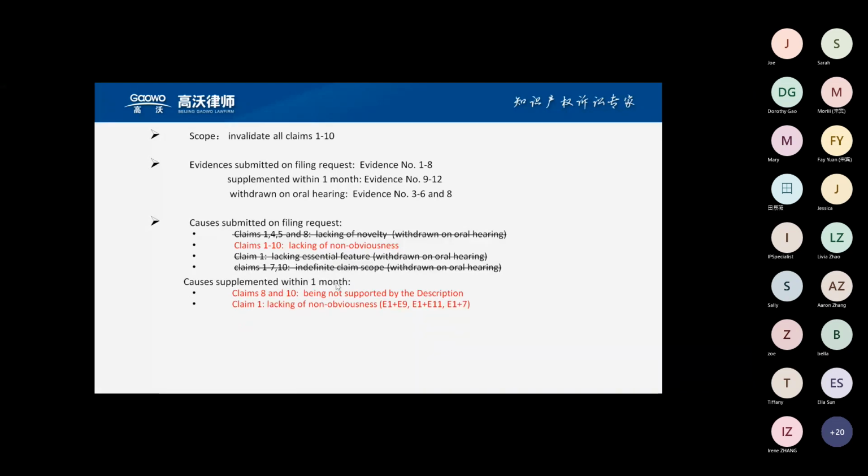During the 1 month period, I also supplemented a reason, that is, claim 1 lacking non-obviousness based on some new combinations of the evidence. I used 3 combinations of the evidence to invalidate claim 1. That is, evidence number 1 plus 9, evidence 1 plus evidence 11, and evidence 1 plus evidence 7.